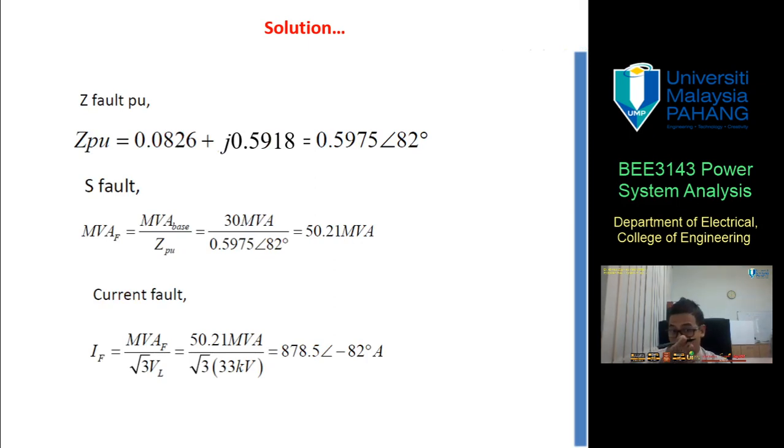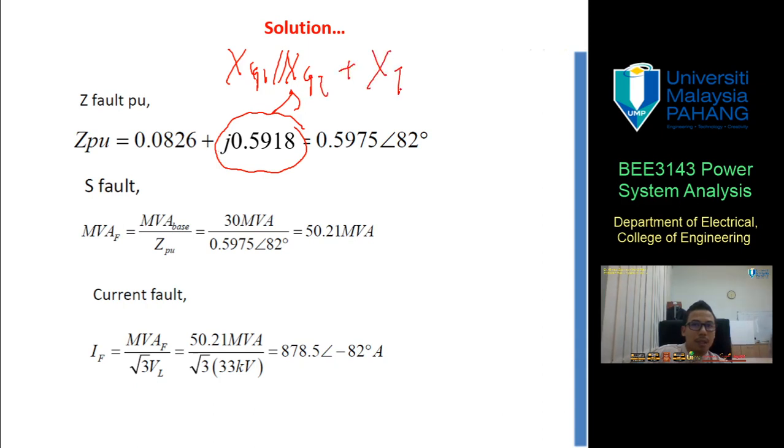So after that, you get the Z PU, which is finally the sum of all the reactances. Remember where it comes from: it comes from XG1, XG2 plus XT plus X line, the line reactance. Then you change it into phasor mode, so you get the magnitude and the angle.